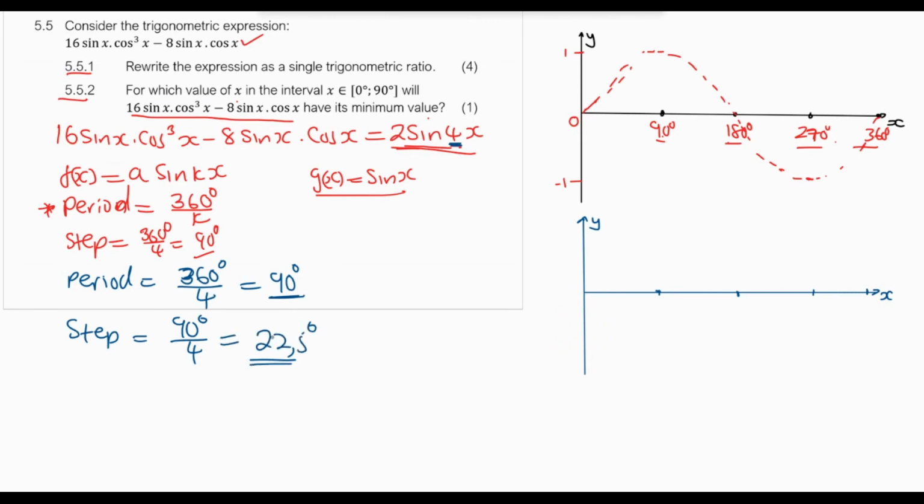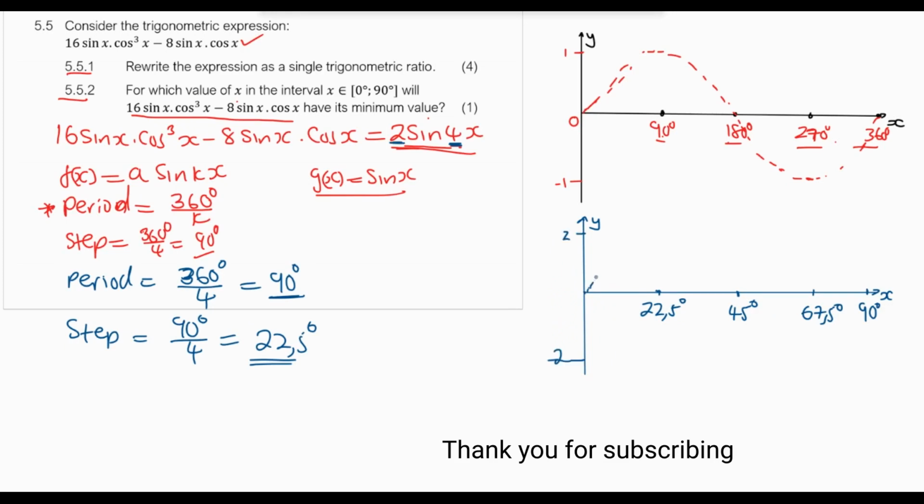So you get 22,5 degrees. So it means you're counting in 22,5 degrees. So here we have 22,5 degrees, and then plus 22,5 degrees, we get 45 degrees. Plus 22,5 degrees, you get 67,5 degrees. And then plus 22,5 degrees, you get 90 degrees. This will be the graph now. The graph is going to be like this. It will be 2 there, 0 there, and -2 there. This is the graph. You've sort of revised also how to sketch the graphs. So this is the graph of 2 sine 4x.